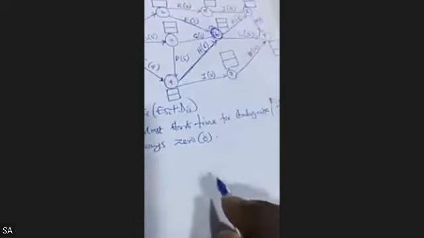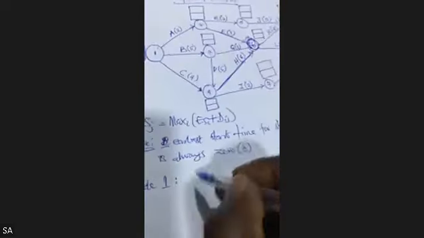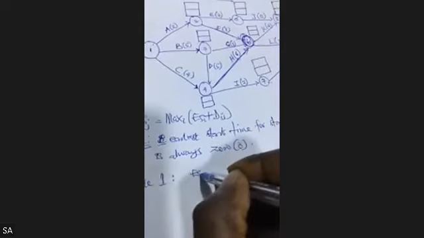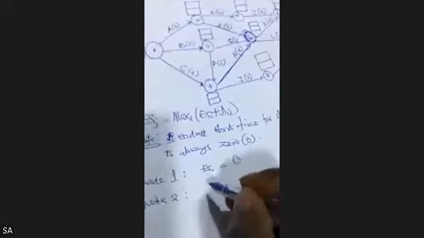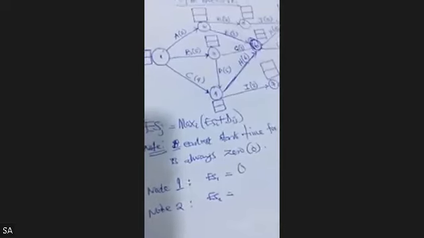Now for node 1, let's calculate the earliest time. For node 1, it's always 0. So the earliest time for node 1 is always 0. Now for node 2, the earliest time for node 2, please pay attention. It will be the earliest start time for the previous activity plus the duration of the activity.